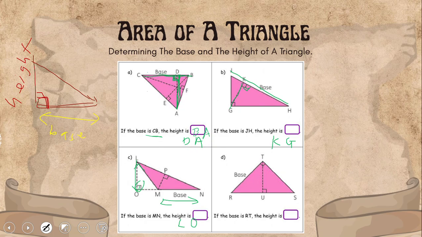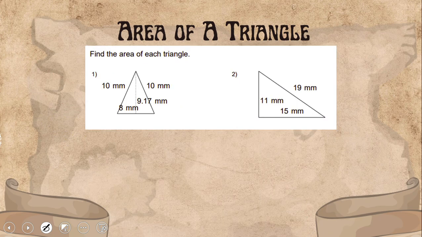Then for D, if the base is RT, this is your base. The height would be 90 degrees to the base, which is there. So it will be this side, which is TS. Alright, now let's go to the real thing, which is finding the area of a triangle.